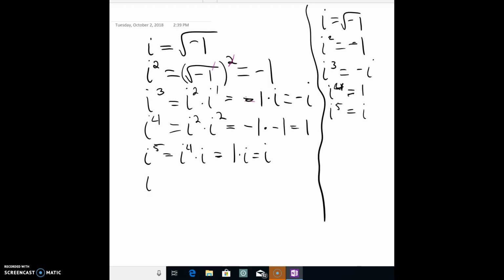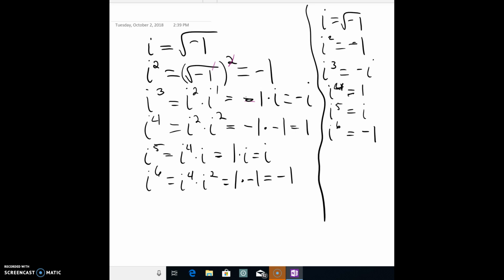Let's do a few more. i to the sixth is i to the fourth times i squared. We know i to the fourth is equal to 1, and we know i squared is equal to -1. So 1 times -1 is equal to -1. So i to the sixth is equal to -1.